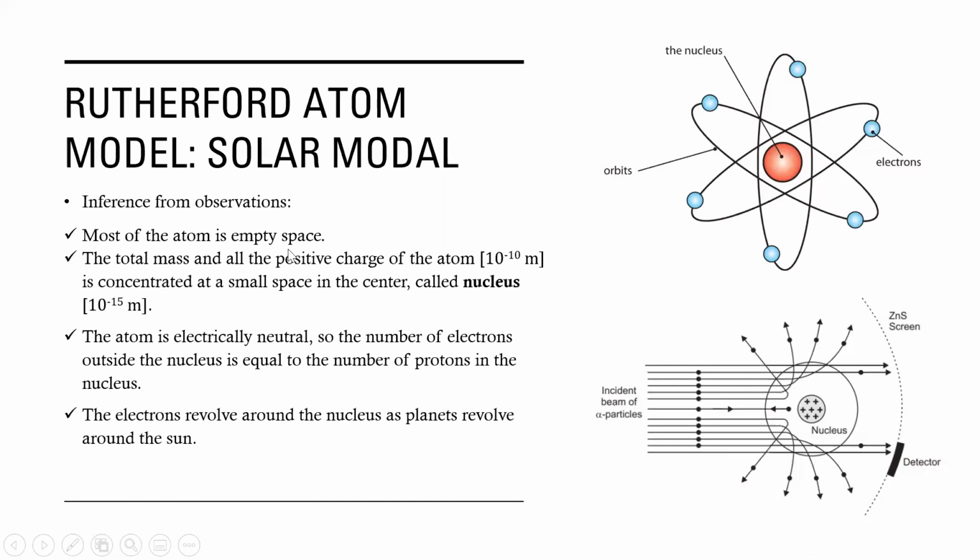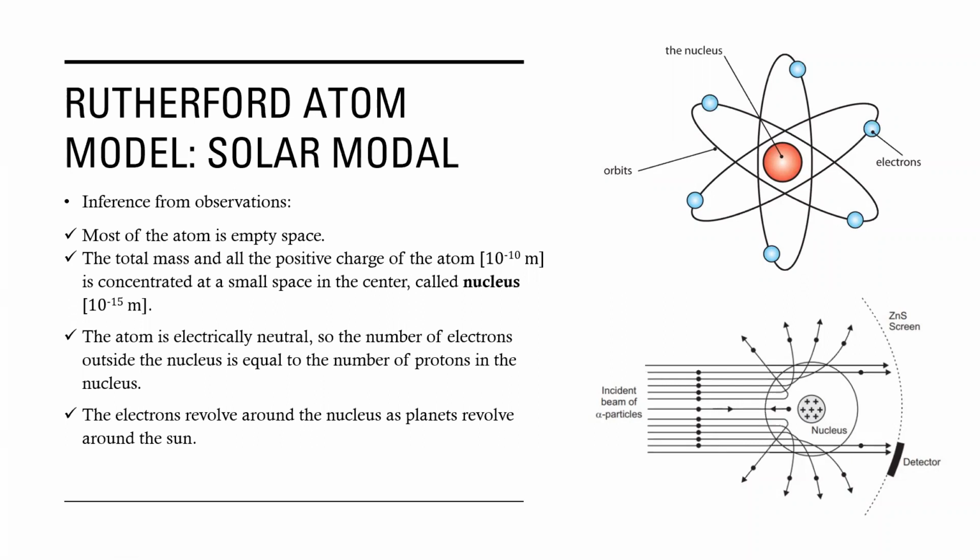Do you have any doubt on this point? Do you have any doubt? He said total mass. Why did he say total mass? We know that there are electrons, they are not there in the nucleus, right? So why still did he say total mass or almost most of the mass?